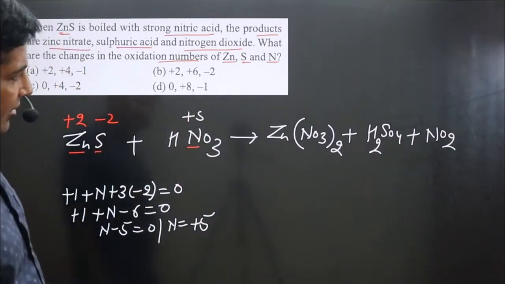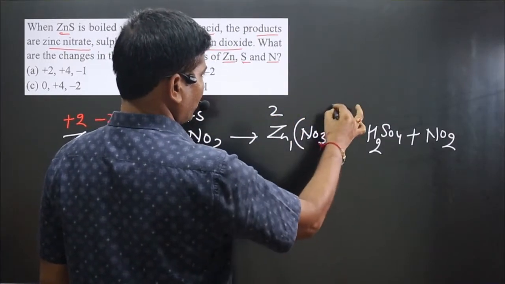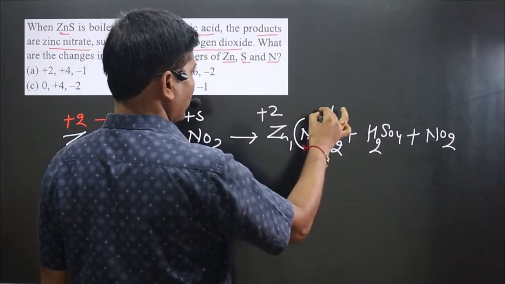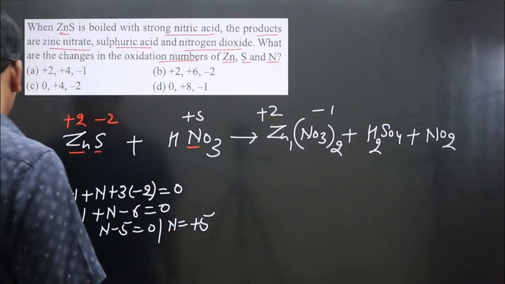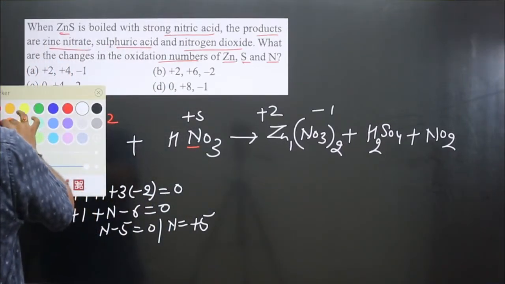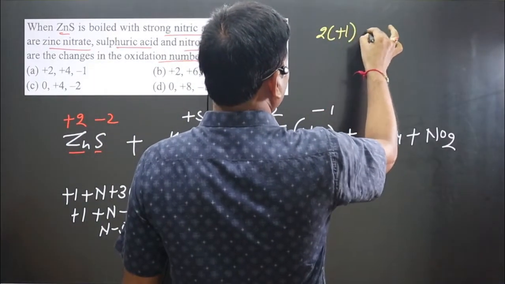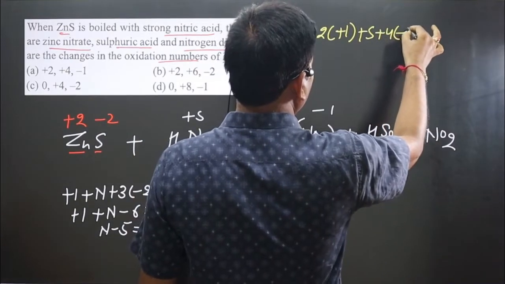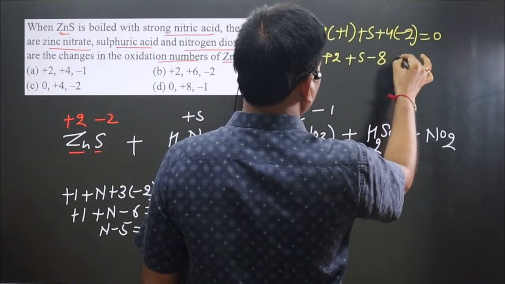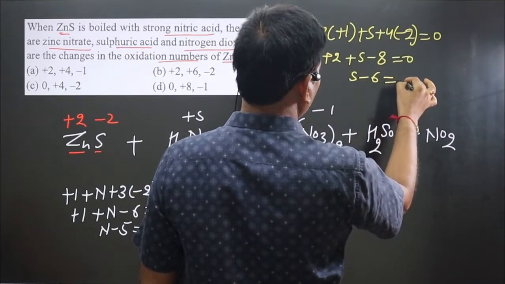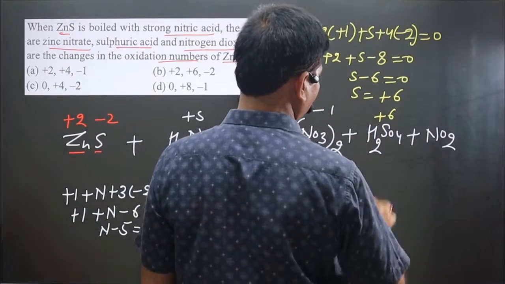Other side. If you crisscross zinc and nitrate, 2 will go on one side, 1 will go on the other side. First one is always positive, second one is always negative. In H2SO4, if you calculate the oxidation number of sulfur: 2 hydrogen, each hydrogen is +1. Then sulfur, 4 oxygen, each oxygen is -2, is equal to 0. Then we have +2 plus sulfur -8 is equal to 0. Then sulfur -6 is equal to 0, and sulfur is present in +6 oxidation number. Here we have +6.